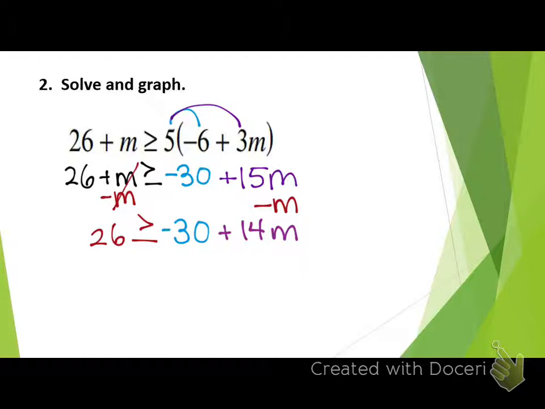All right, now we want to get 14m by itself. How do I move this negative 30? Add 30 on both sides.